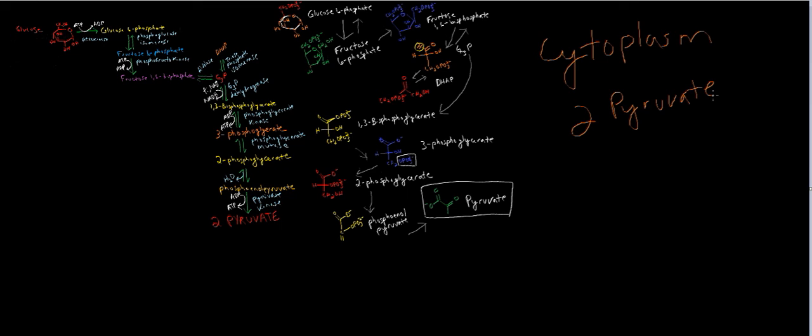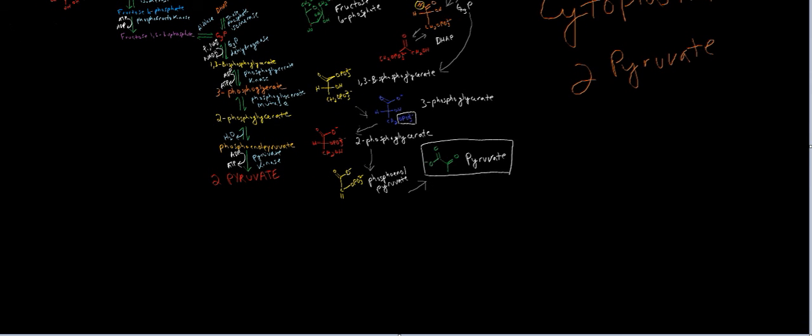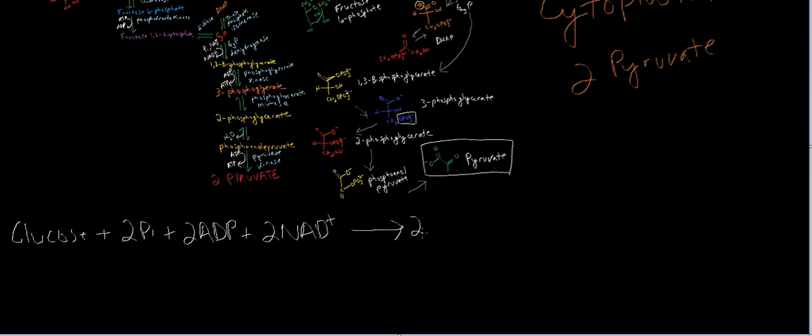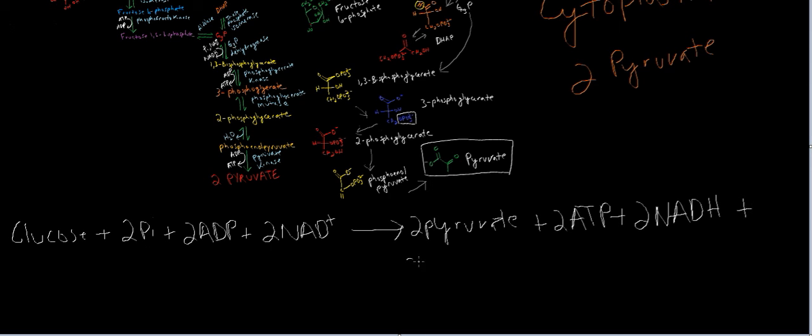And if you want the net reaction, I can also write that for you real quick. The net reaction: you have glucose plus 2 Pi plus 2 ADP plus 2 NAD+, which gives you 2 pyruvate plus 2 ATP plus 2 NADH plus 2 H+ plus 2 H2O. And that there for you is glycolysis.